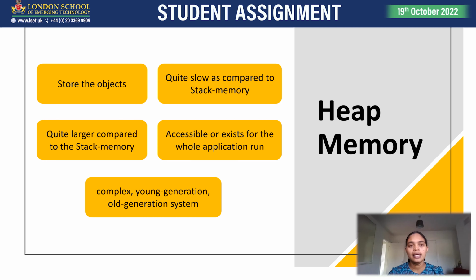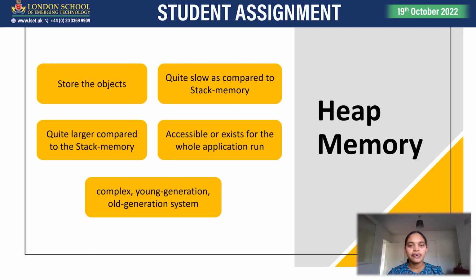Here, the heap memory. Heap memory is the part of memory which is used to store the objects and the data in memory. The processing time or the accessing time of this memory is quite slow compared to the stack memory. The size of the heap memory is quite larger compared to the stack memory. Heap memory exists for the whole application run. Memory allocation in the heap space is managed through a complex young generation, old generation system.